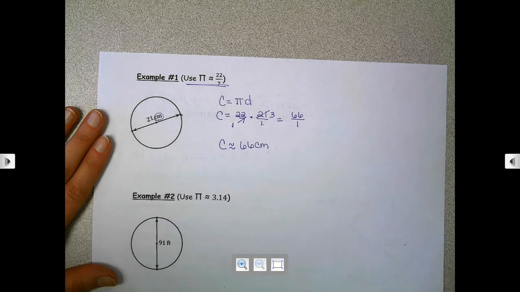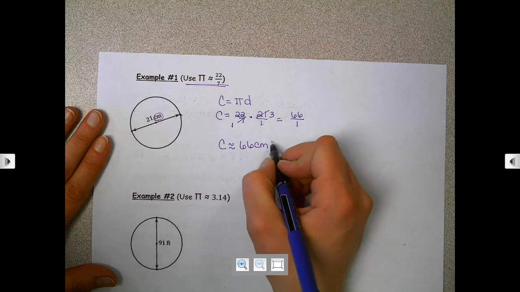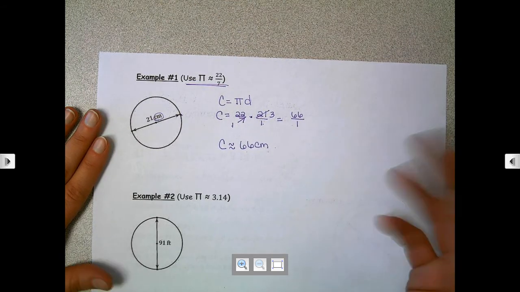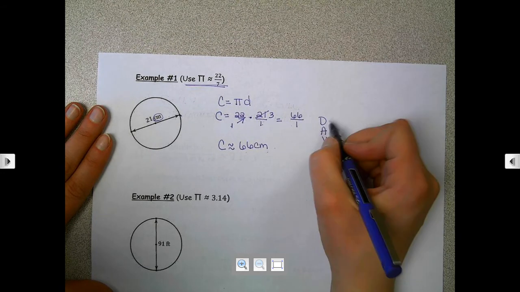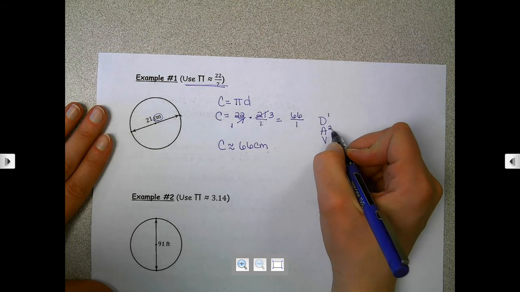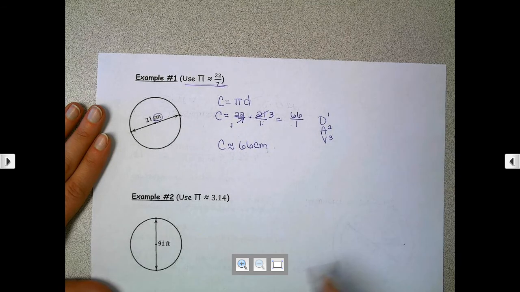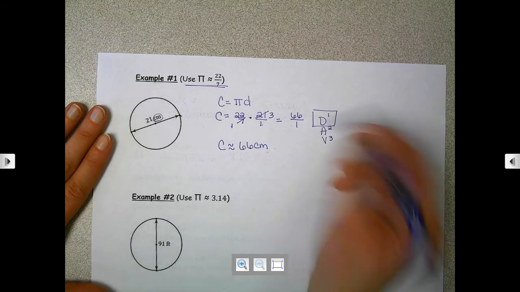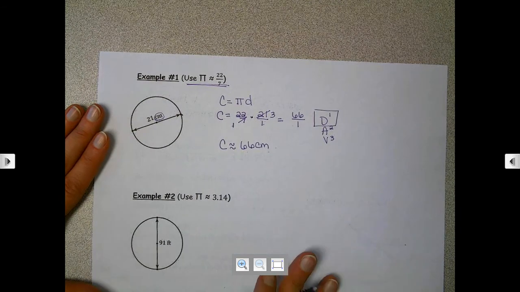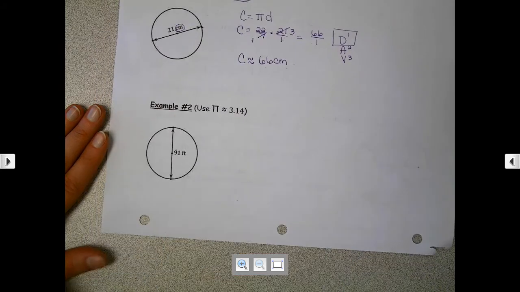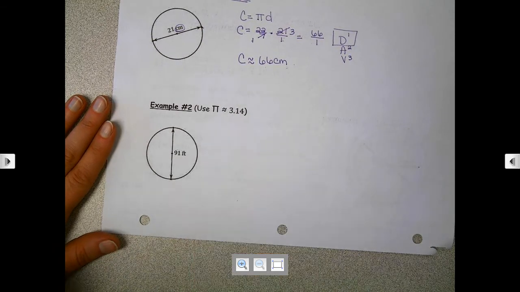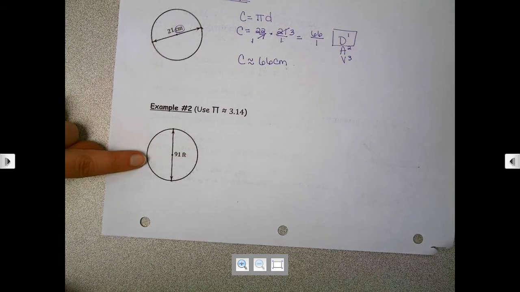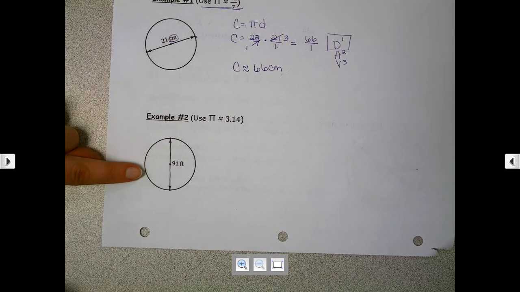centimeters. Okay, now remember, we are not going to have to the first, to the second power, to the third power, because perimeter is distance, and remember, distance is the first, area is to the second, volume is to the third. So with circumference, we are dealing with distance. So we're going to go ahead on to example number 2. Example number 2 says that we are going to use the approximate value, 3.14. Okay. Once again, we are going to use the circumference equals pi d.